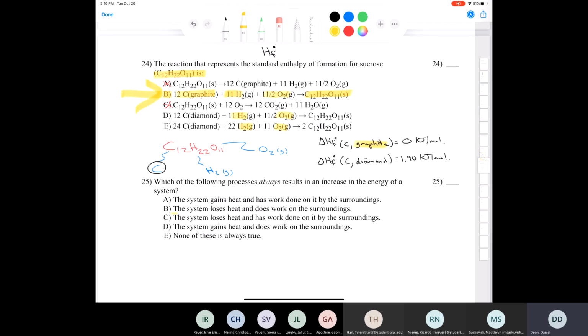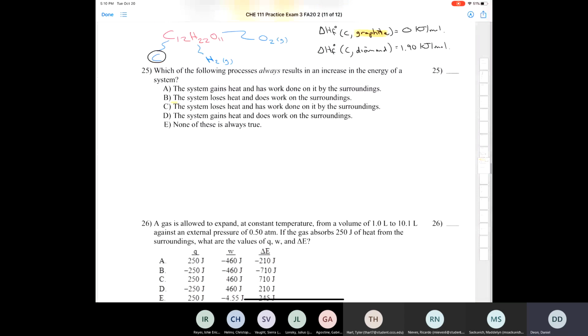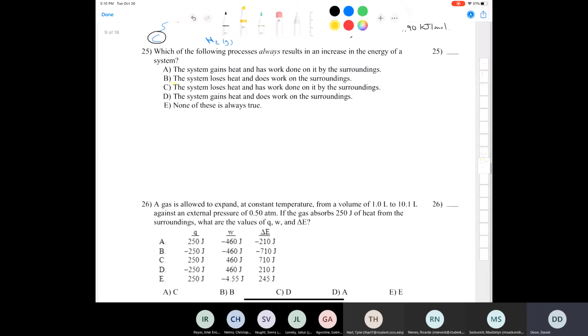That equation shows the standard enthalpy of formation for the sucrose molecule. And sucrose is simply table sugar. Glucose is not table sugar. Sometimes I'll have a student think, oh, glucose, isn't that table sugar? No, that's sucrose. Okay, let's move on to question number 25.